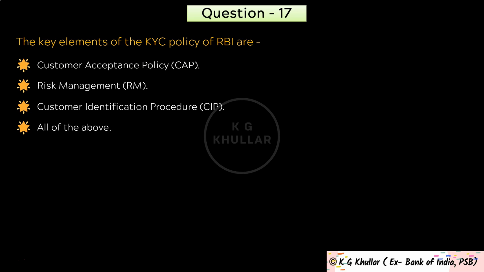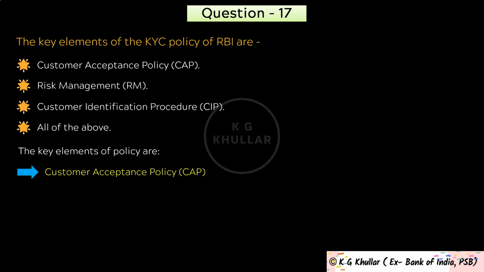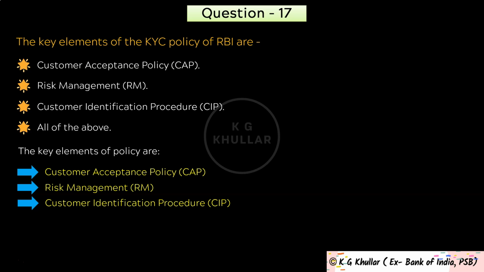Now friends, this is also a fact-based question, and please remember that the key elements of the policy are, first is the customer acceptance policy, that is CAP, then risk management, that is RM for short, then customer identification procedure, that is CIP in short, and lastly monitoring of transaction, that is TM in short. So the correct option for the given question is option D here.